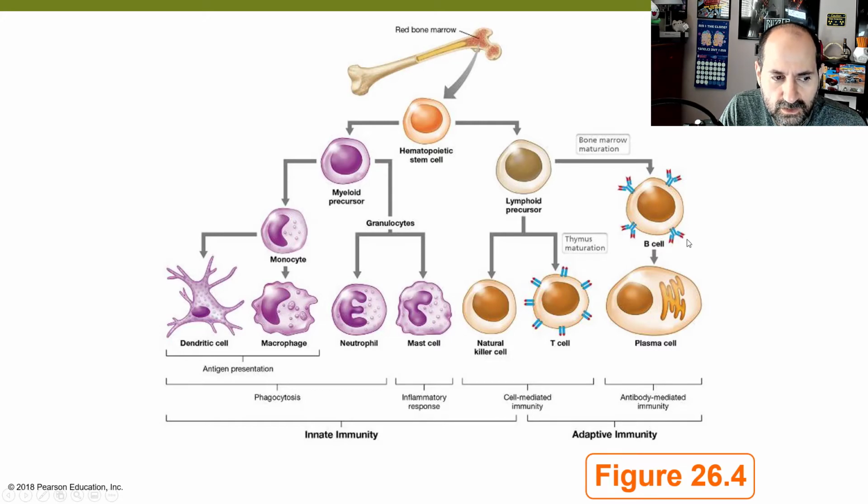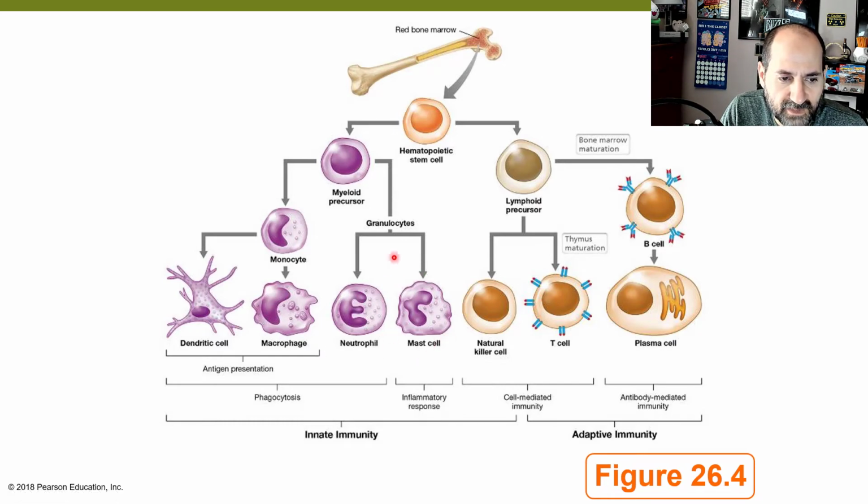And then I want you to know which ones are the professional antigen presenting cells. Which ones are the professionals? The professionals are the dendritic cells, the macrophages, and the B cells. Those are the professional antigen presenting cells of the body. Good. Those are the important things right there.